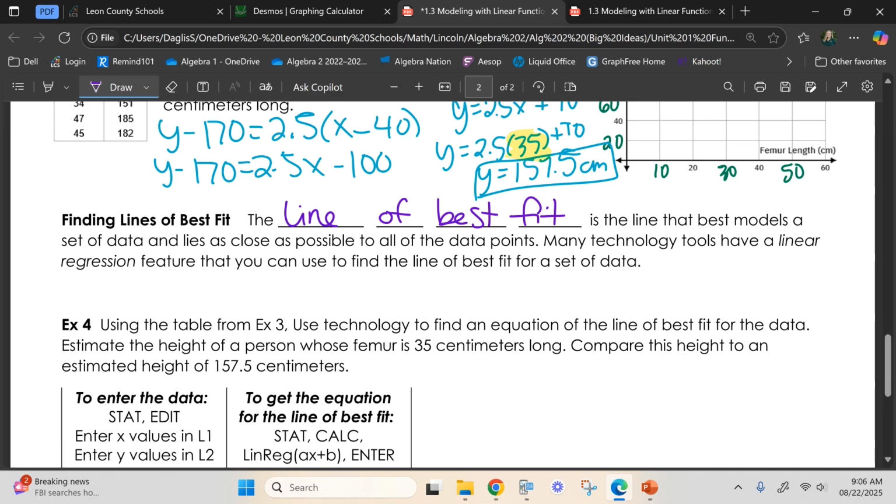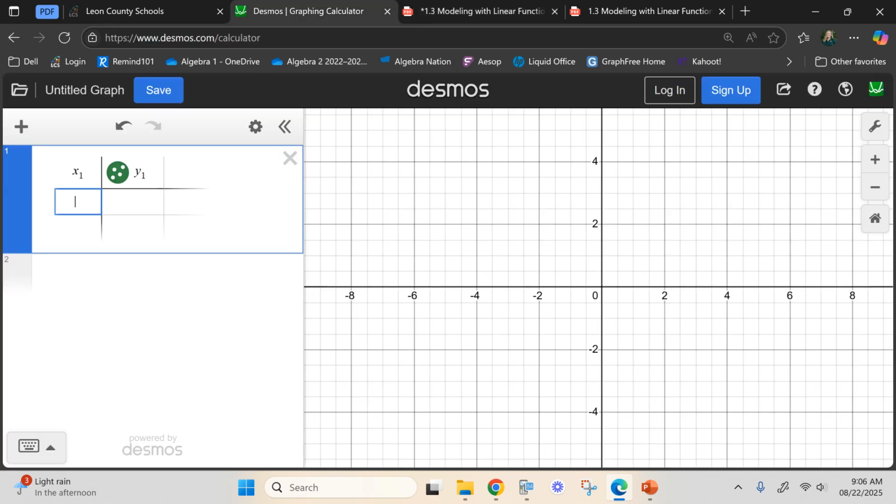So we are going to use the exact same data. We're going to let Desmos give me the equation of a line. Then we're going to use that equation to plug in 35 and compare our answers to each other. Okay. So have we all opened up Desmos? We're here.